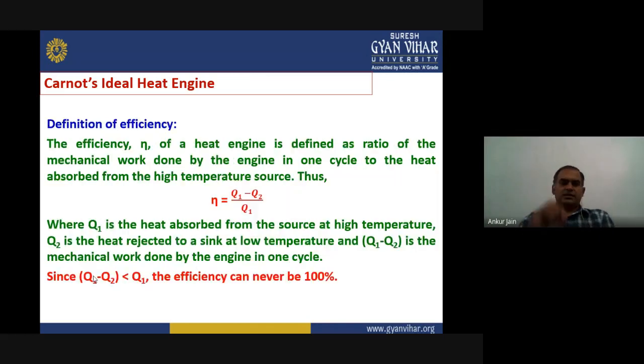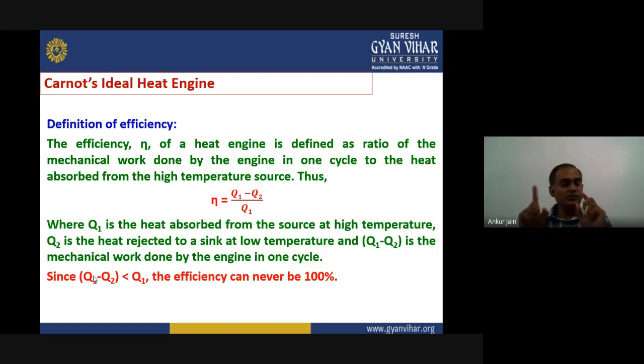Okay, now we will define the efficiency of a heat engine. How to define it? The efficiency of a heat engine is defined as the ratio of the mechanical work and the heat supplied or heat absorbed by the engine in one cycle of operation. That is known as the efficiency of a heat engine. If we represent it in mathematical terms, we can assume that, for example, a heat engine absorbs some heat Q1 at high temperature and releases heat Q2 at low temperature, right?